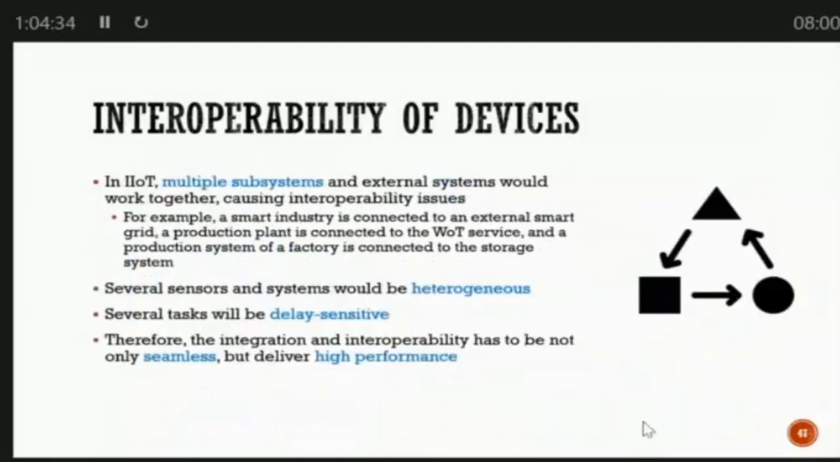Another important thing, as we have discussed before, is that you have devices and entities coming in from different sources. Many of them would not be interoperable with each other. So you have to make them interoperable. And this interoperability would be very important where you have actuators and robots. Why? Because you need fast response. So you need seamless and high performance interoperability of devices. It's not just interoperability, it's seamless and also high performance.